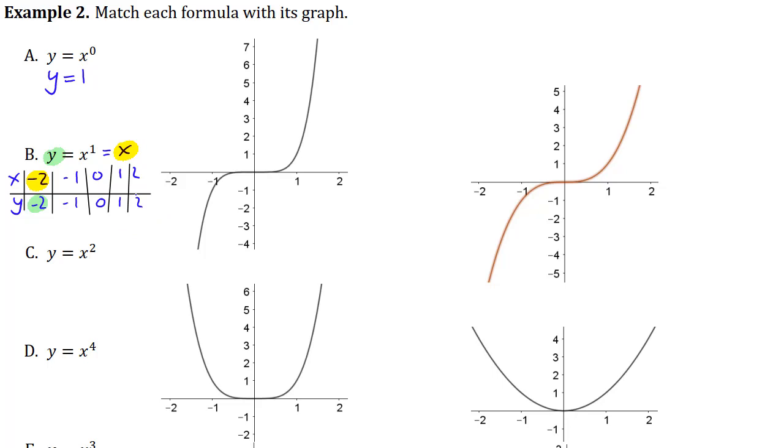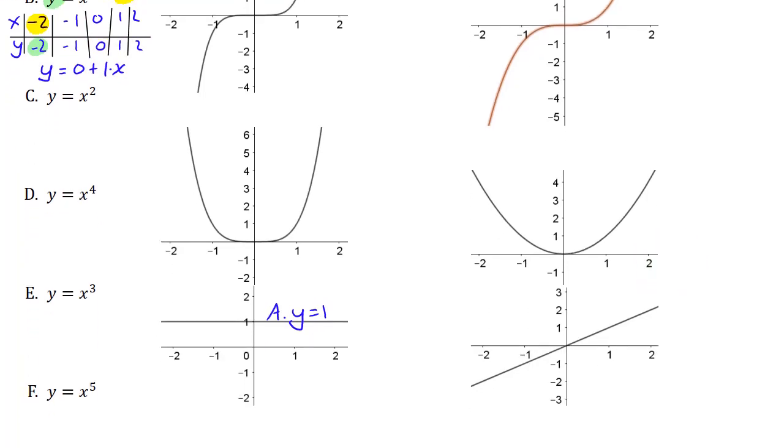The other thing is, you might notice this is a straight line. You could write this as y equals 0 plus 1 times x. So it's basically in slope-intercept form here, the way I wrote it, with y-intercept 0 and slope 1. And the one that's a straight line is this one over here.